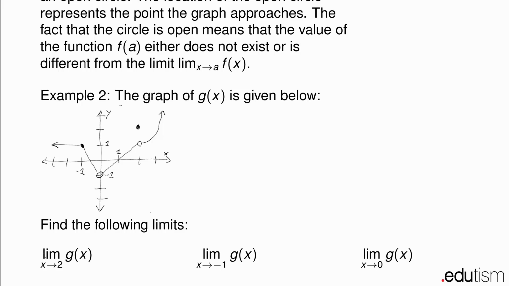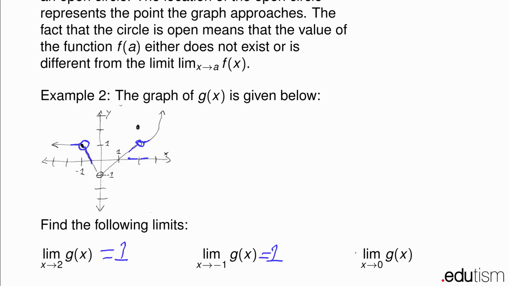We can find the limit as x goes to 2 of g of x. If we want to approach the x-coordinate 2, we can approach it either this way or this way along the function. Either way, we're going to approach this point here, which has y-coordinate 1. If we want the limit as x goes to negative 1 of g of x, we approach the x-coordinate negative 1. We can approach it either like this or like this. Either way, we approach this point, which has y-coordinate 1.